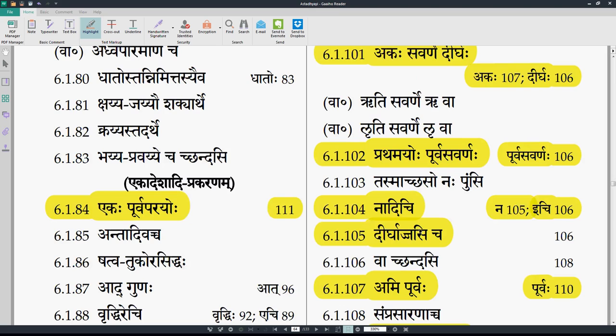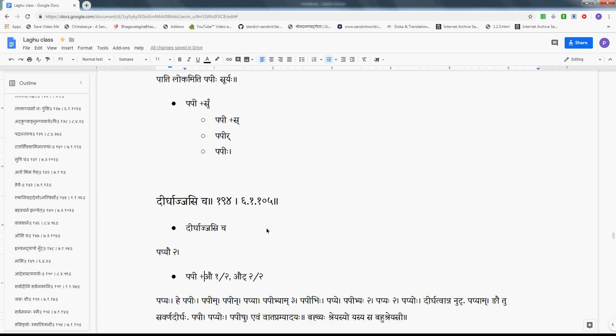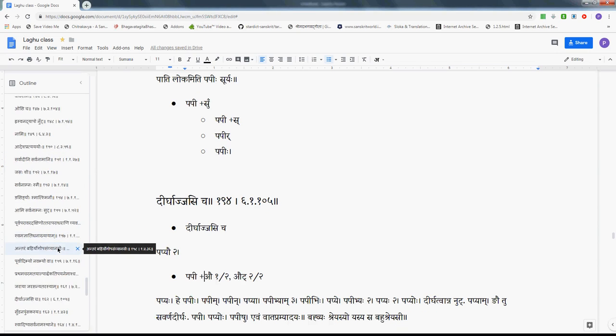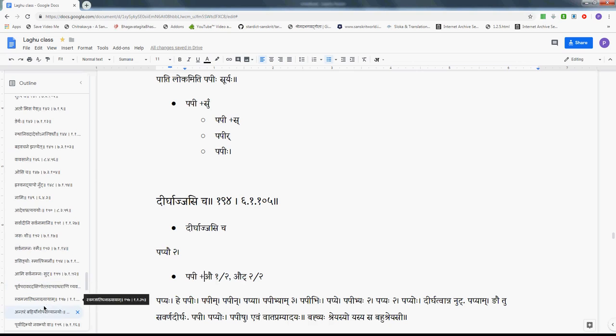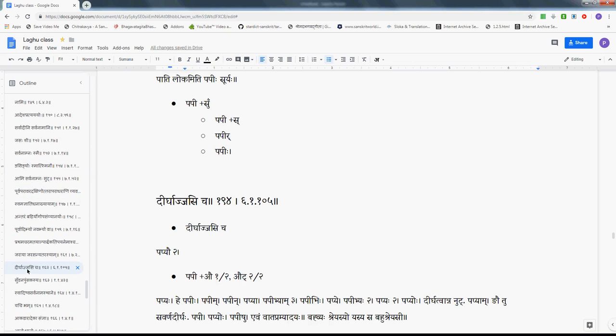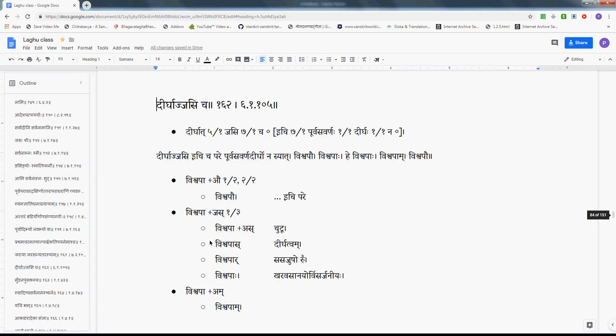We have already seen this. I don't know whether it's a repetition, but we have marked it. So dirgha jasi cha, what is it? Dirgha, we have seen dirgha ichi. This is an apavada to prathamayoho purva savarna dirgha. Instead of what? Dirgha jasi cha. Na ichi na bhavati. What will not happen? Purva savarna dirgha na bhavati. What was the anuvritti for that? Dirgha jasi cha we had seen in Rama Shabda.